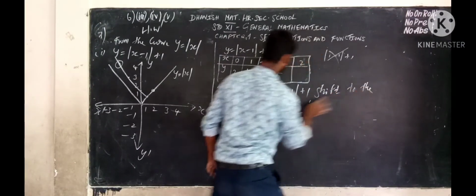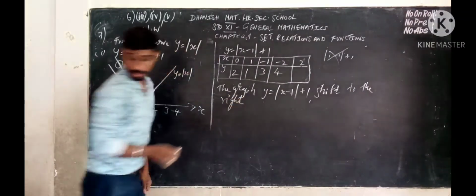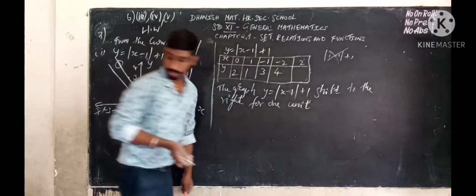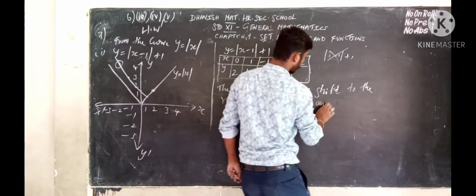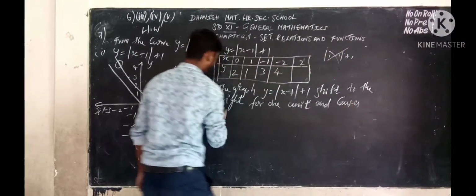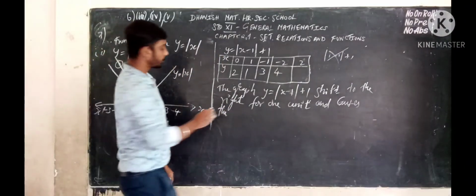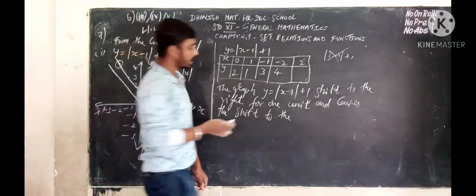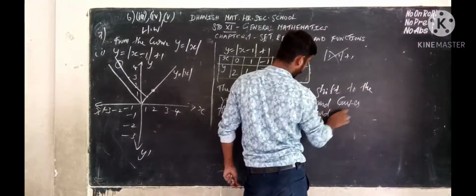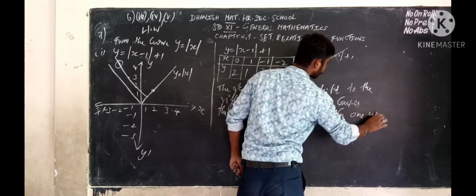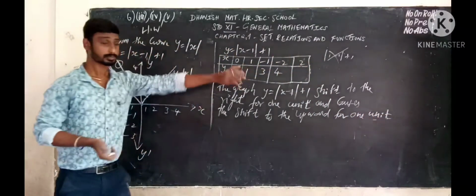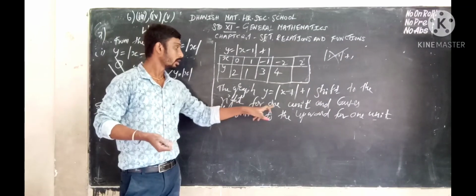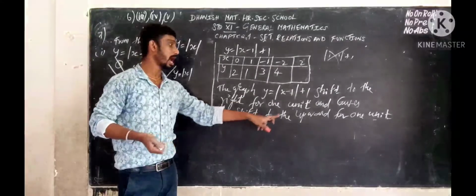Shift to the right for 1 unit and causes the shift upward for 1 unit. So listen here, the graph y is equal to modulus of x minus 1 plus 1 shifts to the right for 1 unit and causes the shift upward for 1 unit.